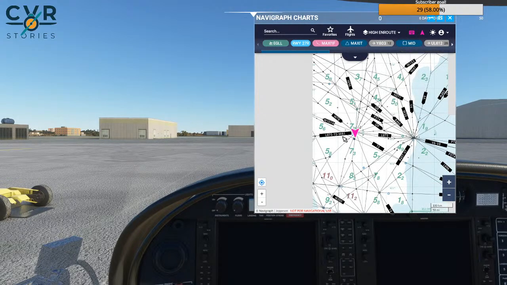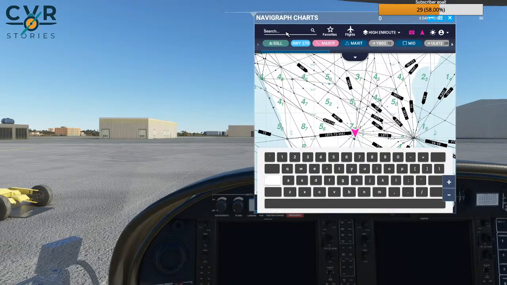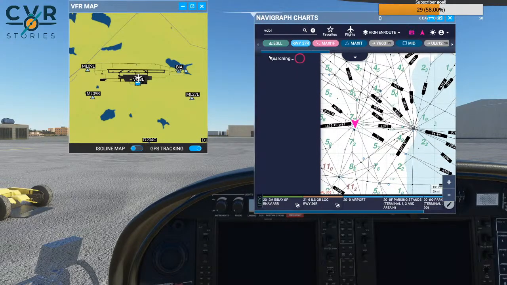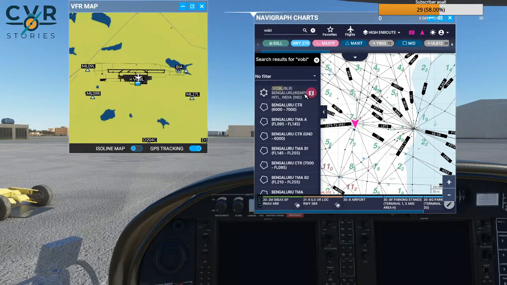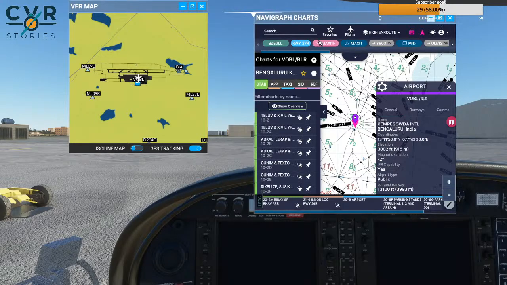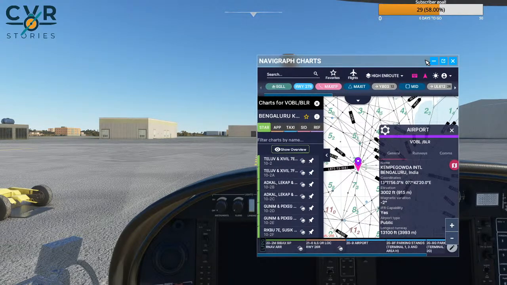But let's just go. We're in Bangalore now. Let's just set Bangalore as our airport. Hopefully it's all running well. I hope it's not lagging too much.